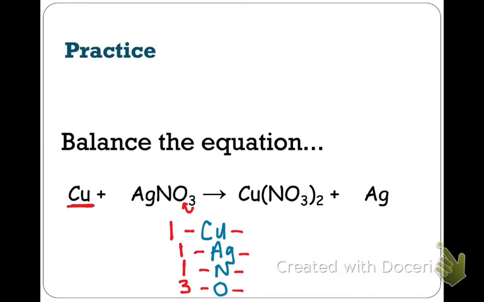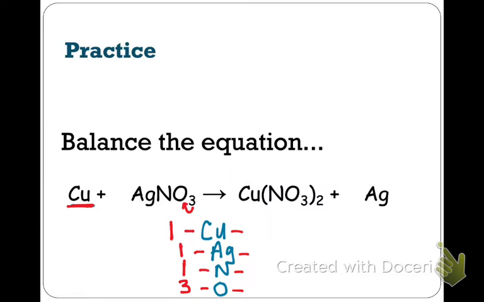In order to have a balanced reaction, I have to have the same number of each atom on the left and on the right side of my reaction. That's the whole point, is that I want to get them to balance. Okay, I want to satisfy the law of conservation of mass, which means I've got to have the same number of copper atoms on both sides of my equation. I have to have the same number of silver atoms on both sides. And so I'm going to have to manipulate this equation a little bit to get it to balance.